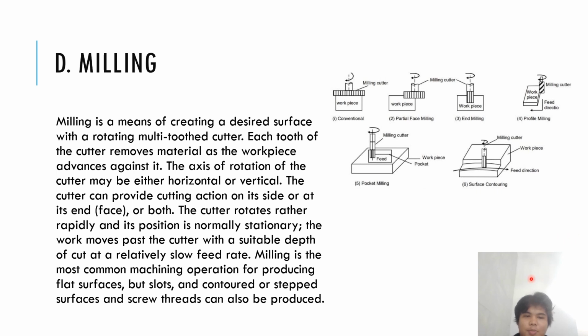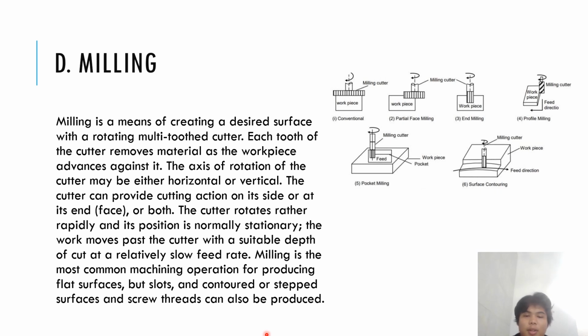The first one is milling. Milling is means of creating a desired surface with a rotating multi-tooth cutter. Each tooth of the cutter removes material as the workpiece advances against it. The axis of rotation of the cutter may be horizontal or vertical. The cutter can provide cutting action on its side or at its end, or you can say face or both.